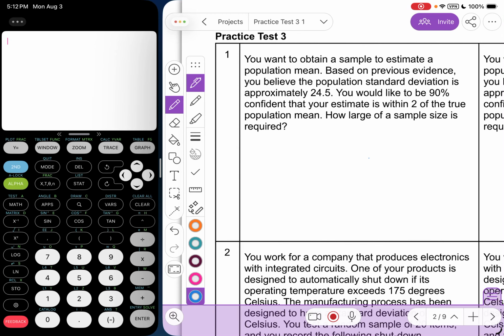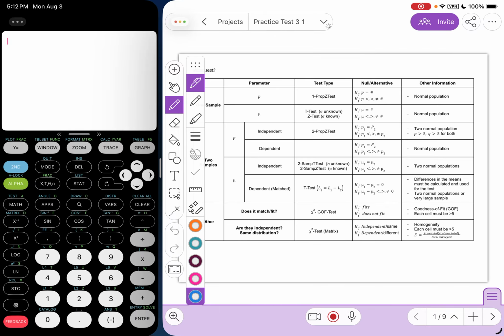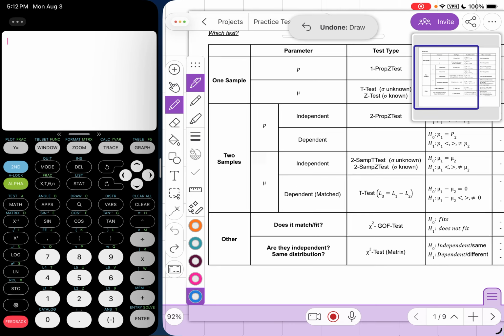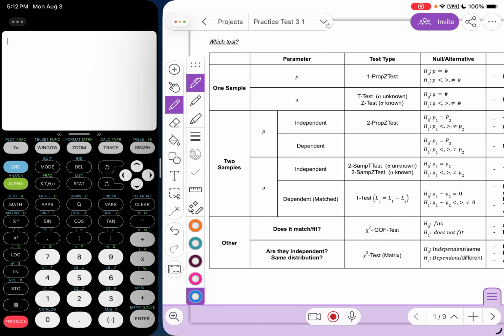Hi, this video is going to go over the practice test 3. So we have the note sheet here that you're going to have for the exam that walks you through all of the hypothesis tests. Keep in mind this table, even though it doesn't say confidence intervals, is useful in the same way for the intervals. If you have one sample and you're dealing with a proportion, even though this says 1 prop z test, if you're doing an interval, you would just choose 1 prop z int.